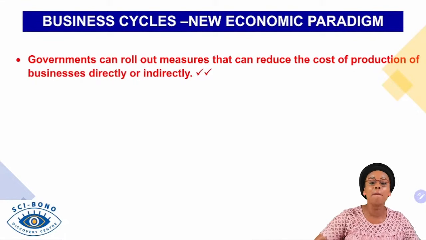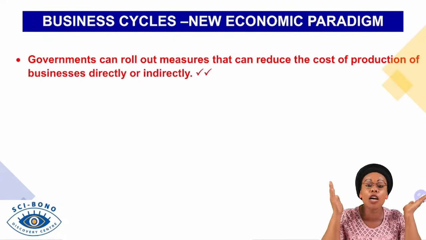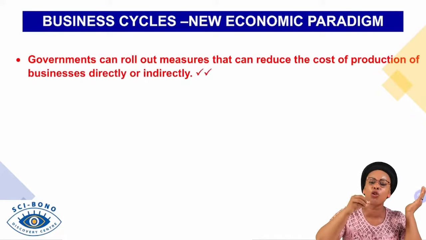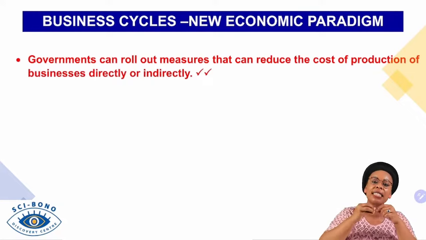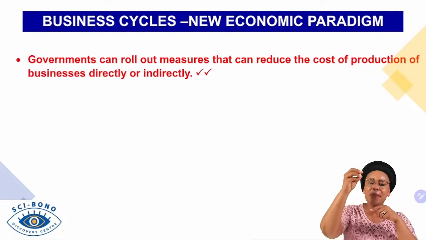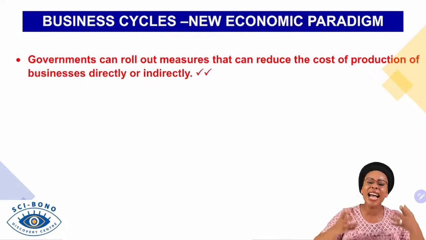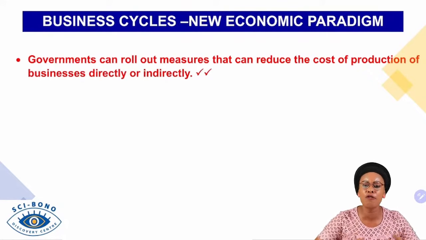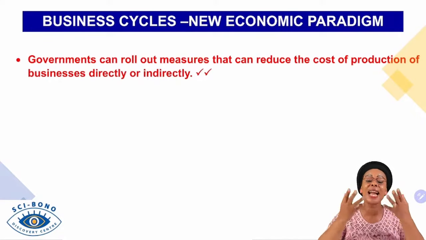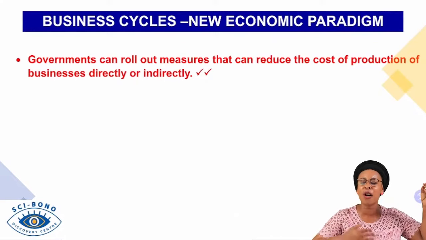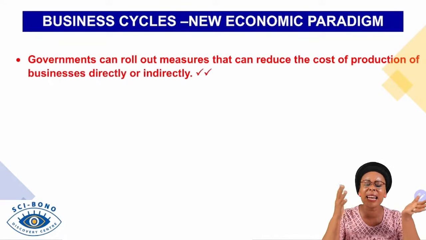Financial incentives. But indirectly, what is it that the government can do? Remember, electricity is a cost for the business. And the government, through NERSA, has a say as to whether the price of electricity should go up or go down. So the government can influence the price of electricity to go down. Even the price of fuel, for example, petrol, diesel, and paraffin, the government has a say.